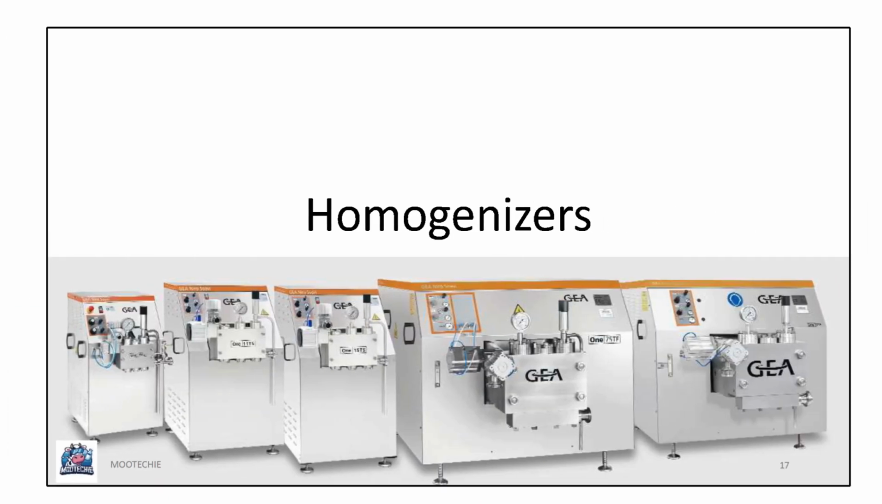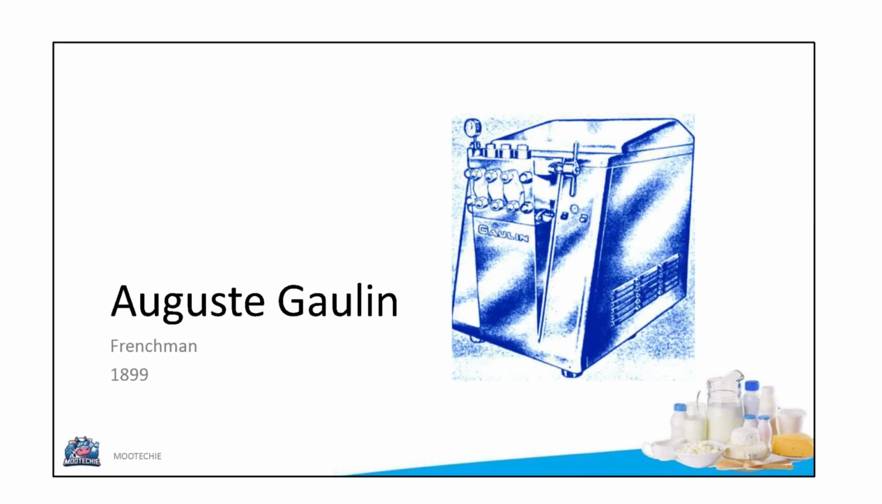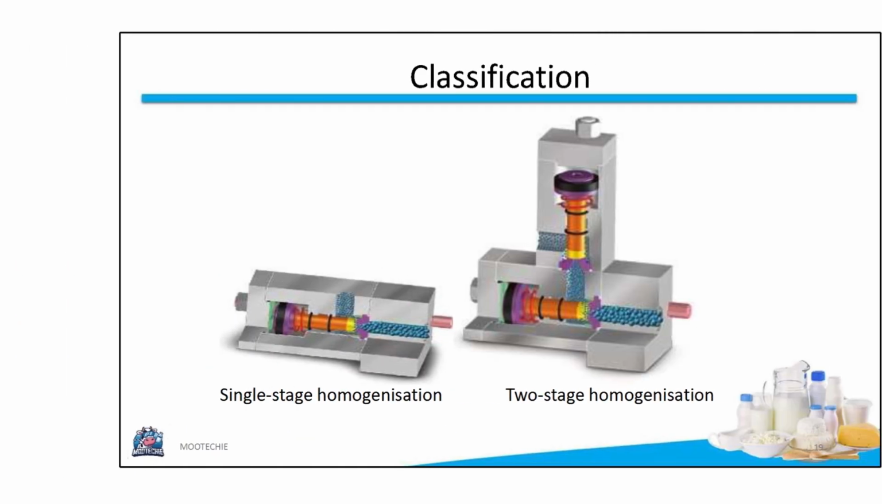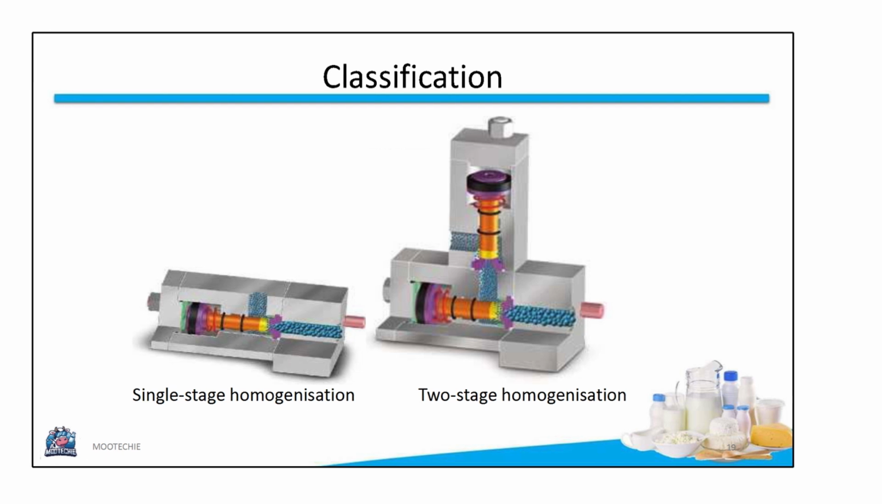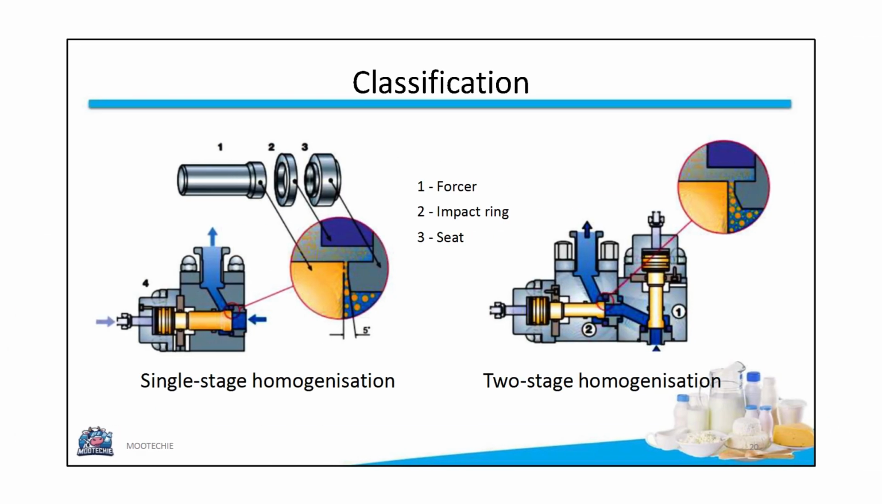The homogenizer itself was invented by a Frenchman, Auguste Gaulin, in 1899. Homogenizers are classified based on their stages. There is single-stage homogenization and two-stage homogenization. In single-stage homogenization, the product passes through one set of a forcer, impact ring, and seat. Two-stage homogenization adds a second, lower pressure stage.